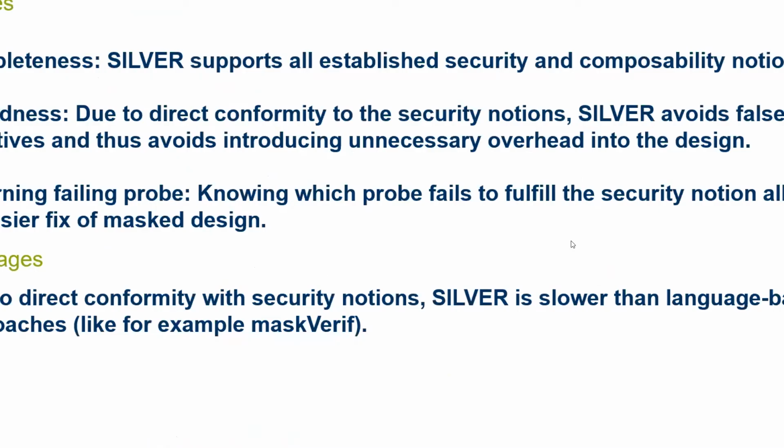Yeah, and as I said, SILVER is complete. It supports mostly all of the established security and composability notions. We have the soundness to avoid introducing overhead into the designs if we are a designer, because we are in direct conformity with the statistical properties and the security notions. And we also return the failing probe. As I said, this comes in handy for higher order masking or for easier fixing of masked designs, where we can introduce additional randomness and things like that. And one disadvantage, of course, is that in comparison to language-based tools like Masquerade, we are slower, right? Because we are actually comparing distributions here.